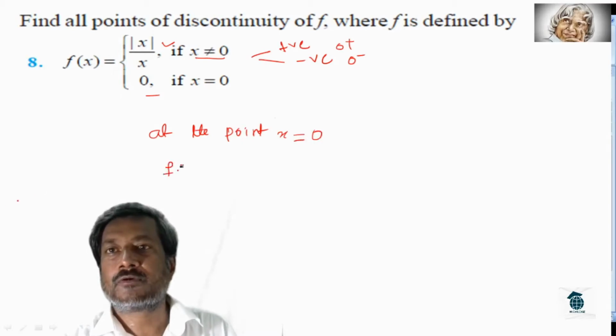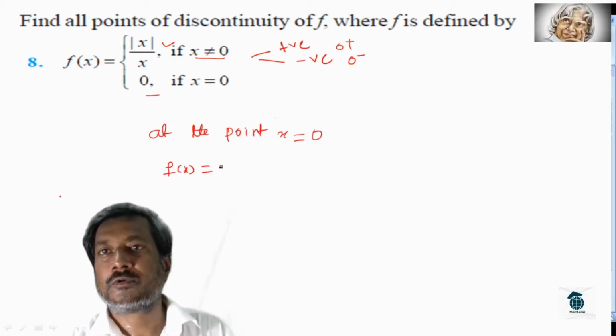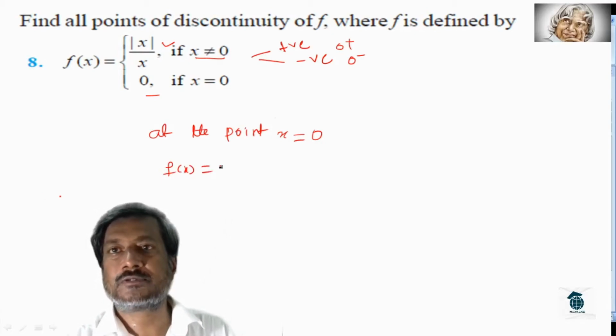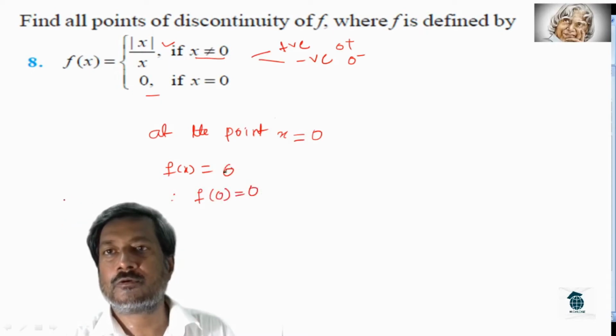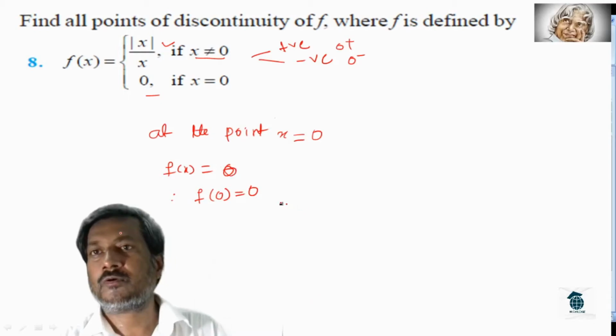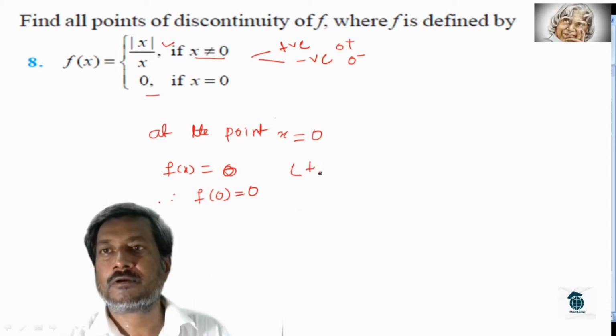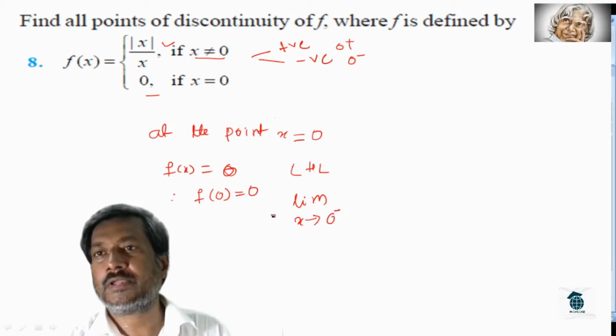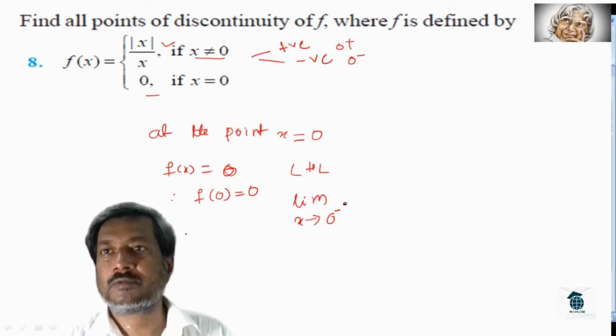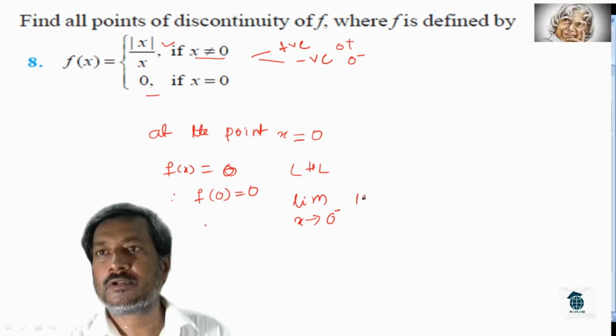So f(x) equal to... at the point x equal to 0 means you have to consider 0. Therefore f(0) equal to 0. So now go for LHL, that is limit x tends to 0 minus. Not equal to 0 means we have to consider modulus x upon x. So therefore here modulus of x upon x.